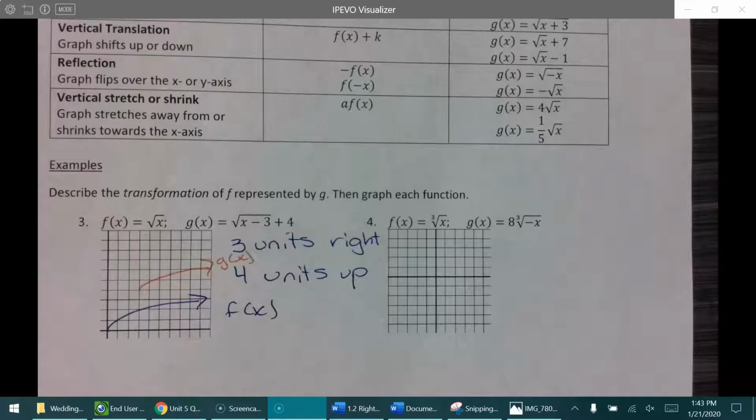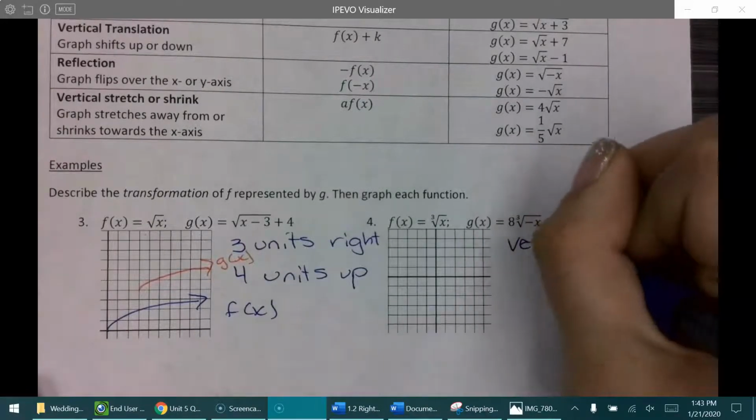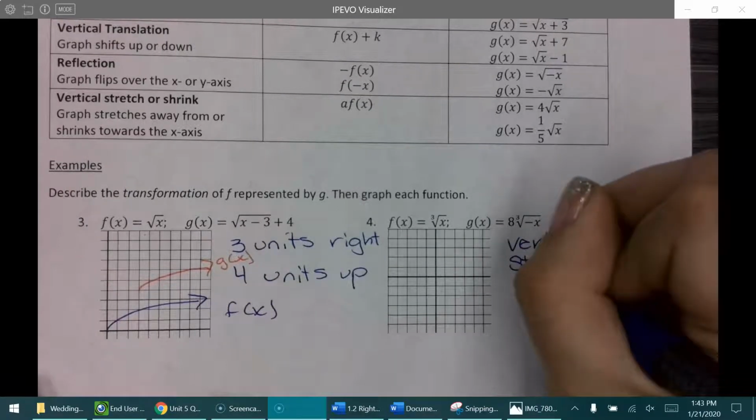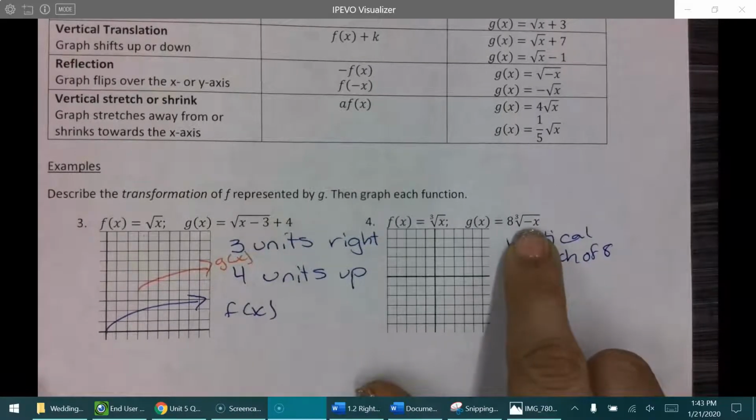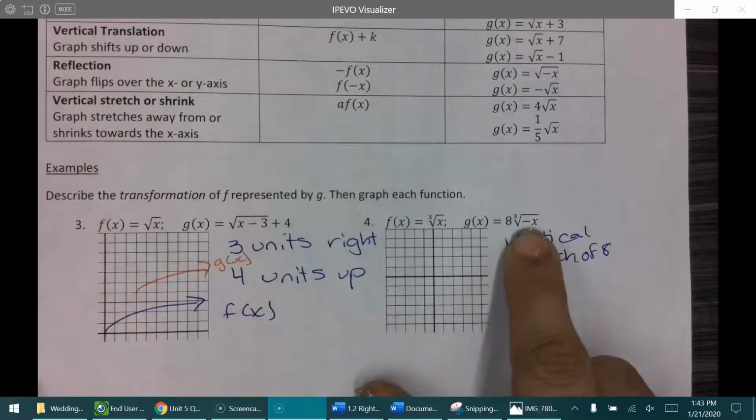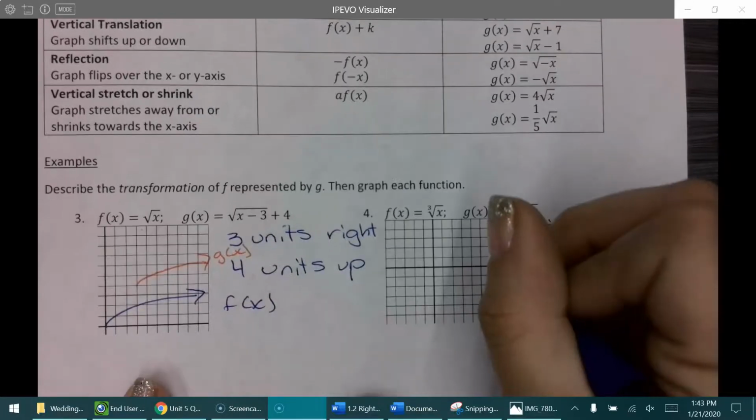Okay, what about number 4? It's got a vertical stretch of 8. And then what does the negative inside mean? The y one. When it's inside, it's y. Outside is x.